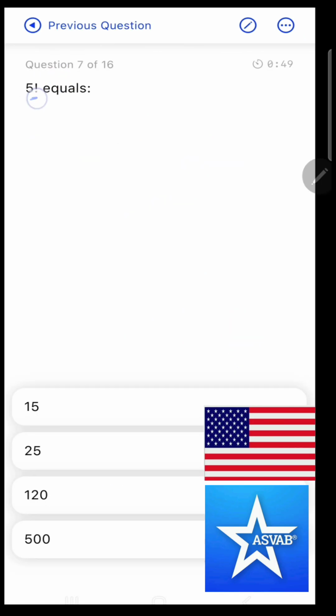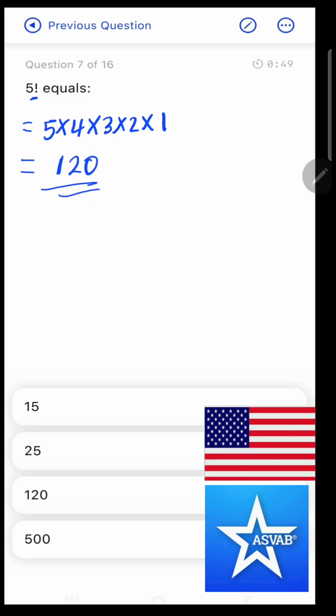So when you see this sign in mathematics, it's not an exclamation sign. It is called factorial. The question reads, 5 factorial equals what? So 5 factorial implies 5 is going to multiply by the numbers below 5 up to 1. So this is going to be the same as 5 multiplied by 4 multiplied by 3 multiplied by 2 multiplied by 1. So 5 multiplied by 4 is 20. 20 multiplied by 3 is 60. 60 multiplied by 2 is 120. Then 120 multiplied by 1 is the same as 120. So the correct answer is going to be 120.